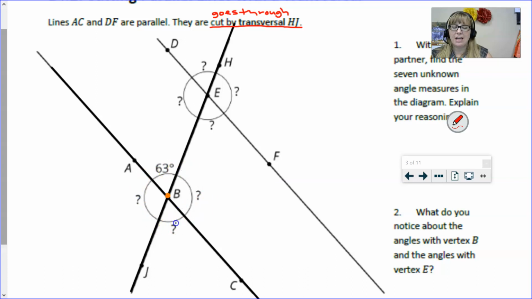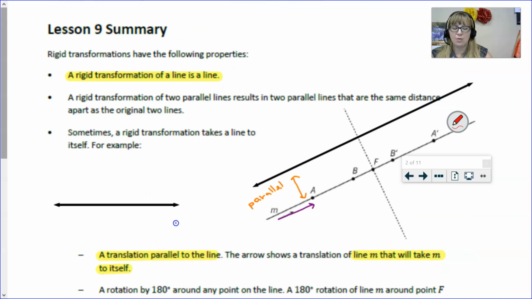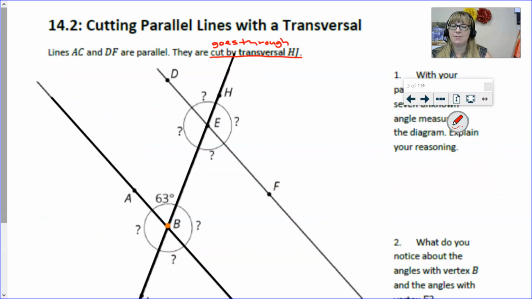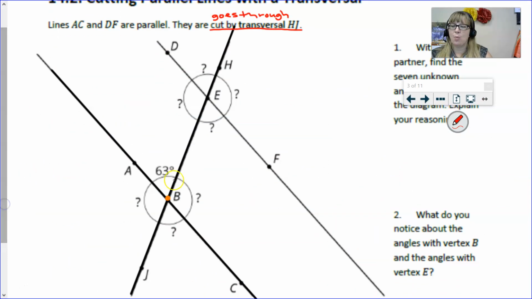If you're stuck, it might be a good idea to pause and rewind the video so that you can review our first exercise that we started the video with. Look at what we did there and see if you can use that information to help you figure out what these 3 angles are. Pause the video and answer those questions now.